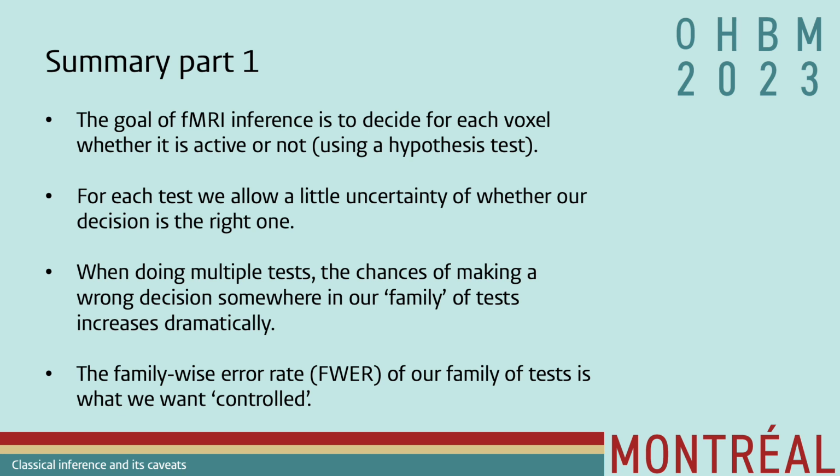And for each test that we do, we allow a little uncertainty of whether our decision is the right one. This is at 5%. But when doing multiple tests, the chances of making a wrong decision somewhere in our family of tests increases dramatically. And that is why the family-wise error rate of our family of tests is what we want controlled. So we want to control the chances of making a false positive decision across all of the tests that we perform. And in fMRI, it's often across all the voxels that we test. We want the number of false positives to be under control.